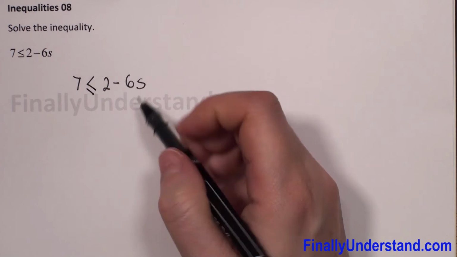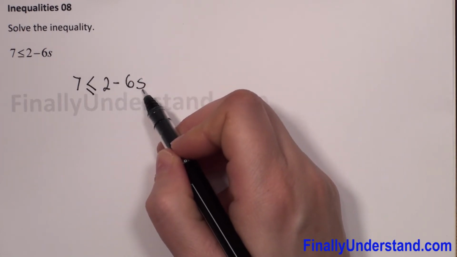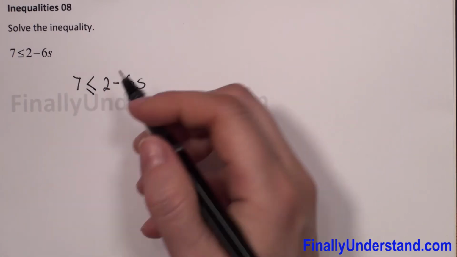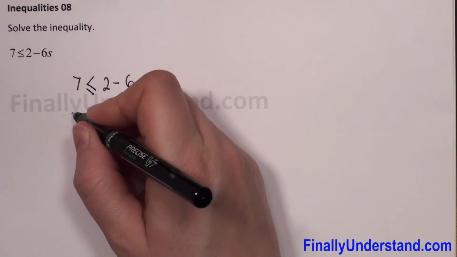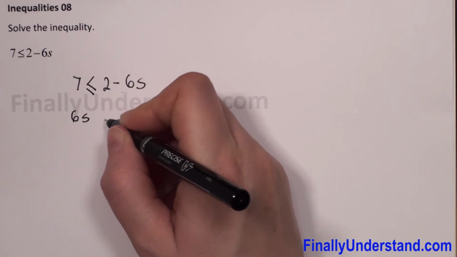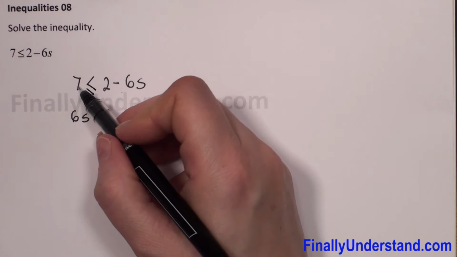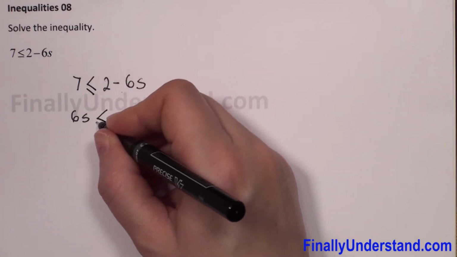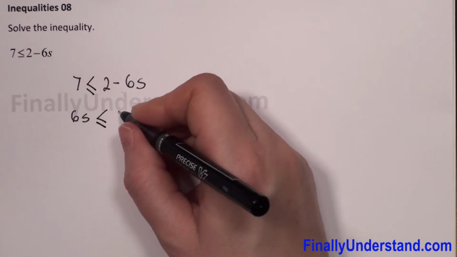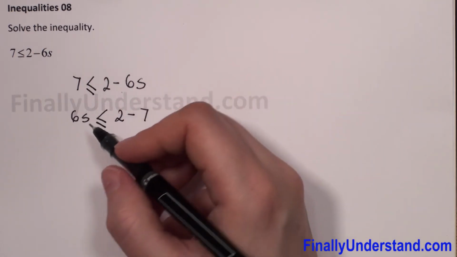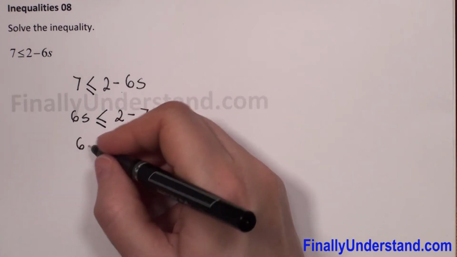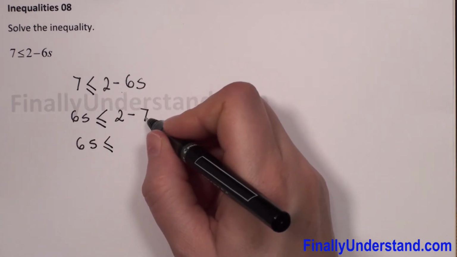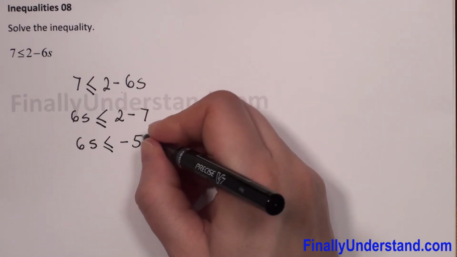Because I have negative 6s on the right side, I will move this term to the left side. Negative will be positive now, so I have 6s, and I will move positive 7 to the right side. So I have 6s is less than or equal to 2 minus 7. Let me copy the left side. I have 6s is less than or equal to 2 minus 7, which is negative 5.